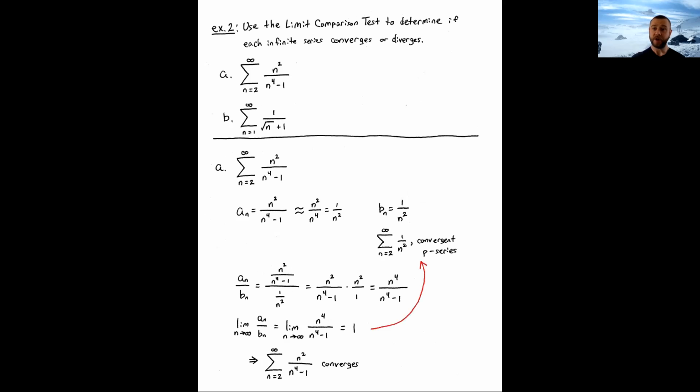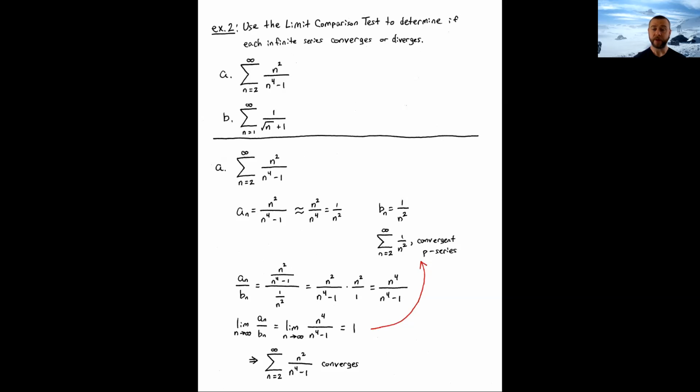Now, what does this tell us? We have a limit here that is non-zero. That means both series do the same thing, either both converge or both diverge. And since our comparison term, b sub n, was that of a convergent p-series, both series here have to converge. So we find our infinite series with term n squared divided by n to the fourth minus 1 has to converge by the limit comparison test.